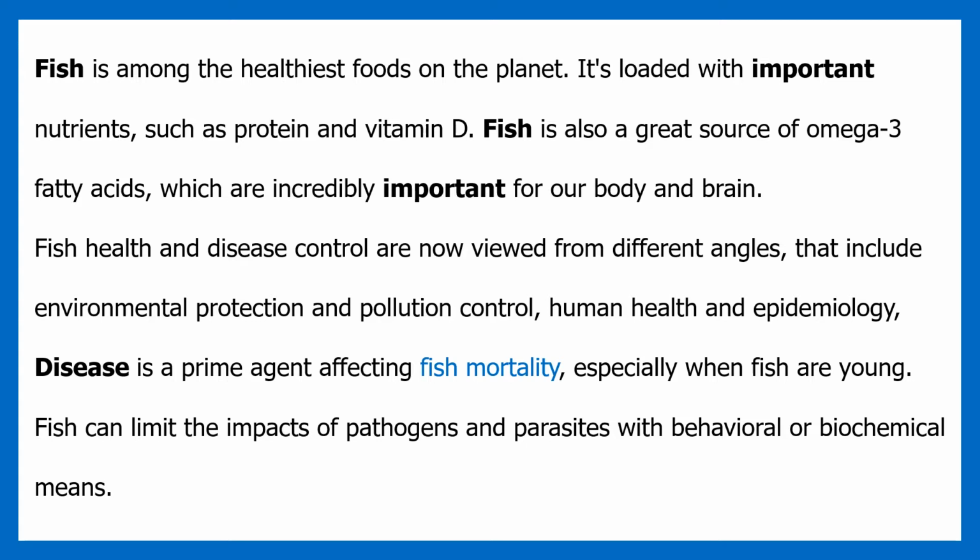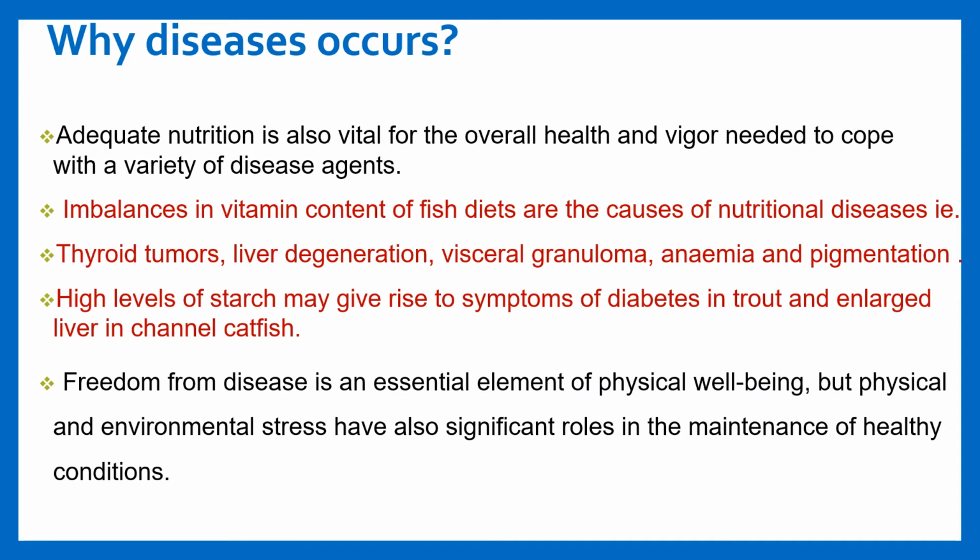Fish health and disease control are now viewed from different angles that include environmental protection, pollution control, human health and epidemiology. Disease is a prime agent affecting fish mortality, especially when fish are young. Fish can limit the impacts of pathogens and parasites with behavioral or biochemical means. Means if they are diseased, their behavior is changed and they are physiologically changed.